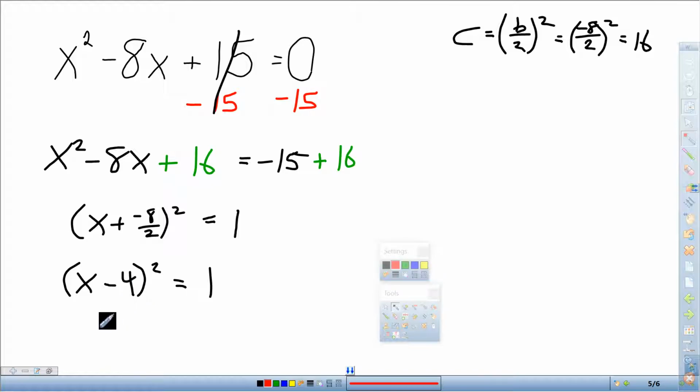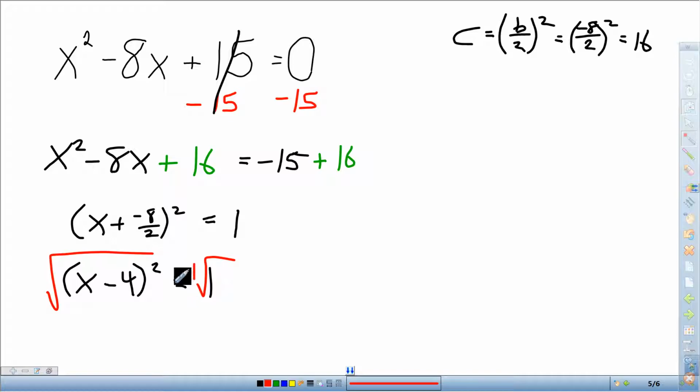Step number 3, finally just solving this thing. First, taking the square root of both sides. Don't forget the plus or minus. Okay, so those are gone. I got x minus 4 on the left. On the right, the square root of 1. The square root of 1 is actually a perfect square. 1 times 1 gives me 1. So square root of 1 is 1.